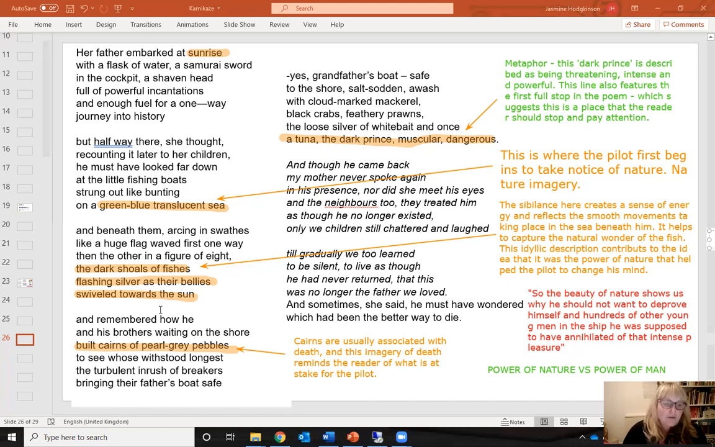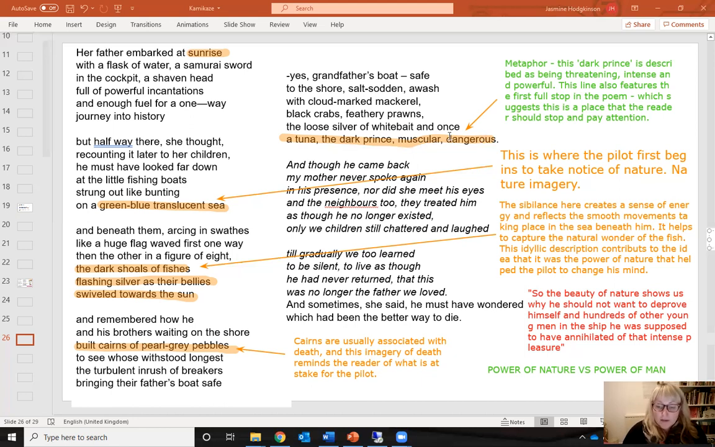We're about halfway through describing all of our nature at this point. Okay, but again, just thinking back here, this is what is at stake. Look at all this beautiful nature we have going on here. But, you know, death is sort of on the line. And I'm going to take us on to the fifth stanza up here, okay? And this last line here, a tuna, the dark prince, muscular, dangerous.